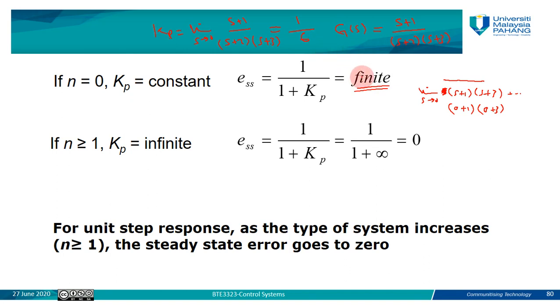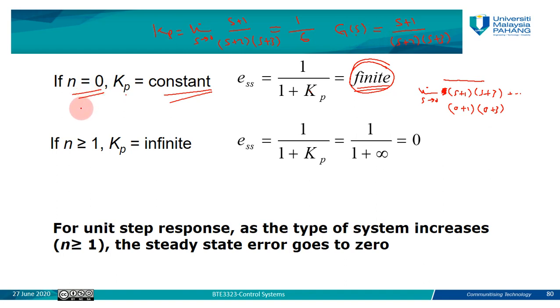It can be 1 over 6, 1 over 10, 1 over 100. So the value of Kp here is a finite number, or a constant. So the error will become 1 over 1 plus Kp. You substitute the value of Kp here, it's a number, so you will get a finite number also. So the error will be a value. You can say the difference between the input and the output is equal to 0.5, or 10, or 100, depending on the value of Kp, which depends on G(s). This is in the case of n equal to 0.